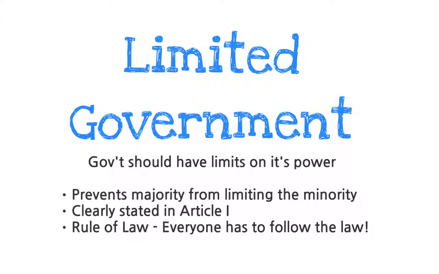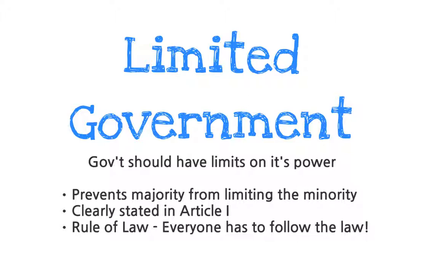That government should have limits on its power, that it shouldn't be able to do everything that it possibly wants to do. And the whole idea is to prevent the masses of people from being limited by the people who have the most power. Clearly, this is stated in Article 1, in which just about everything that the one branch of the government can do is limited. So if the president wants to spend money, he can't just spend money without asking Congress. And in Congress, they've got it broken into two different parts so that not one person has all the power in the government.